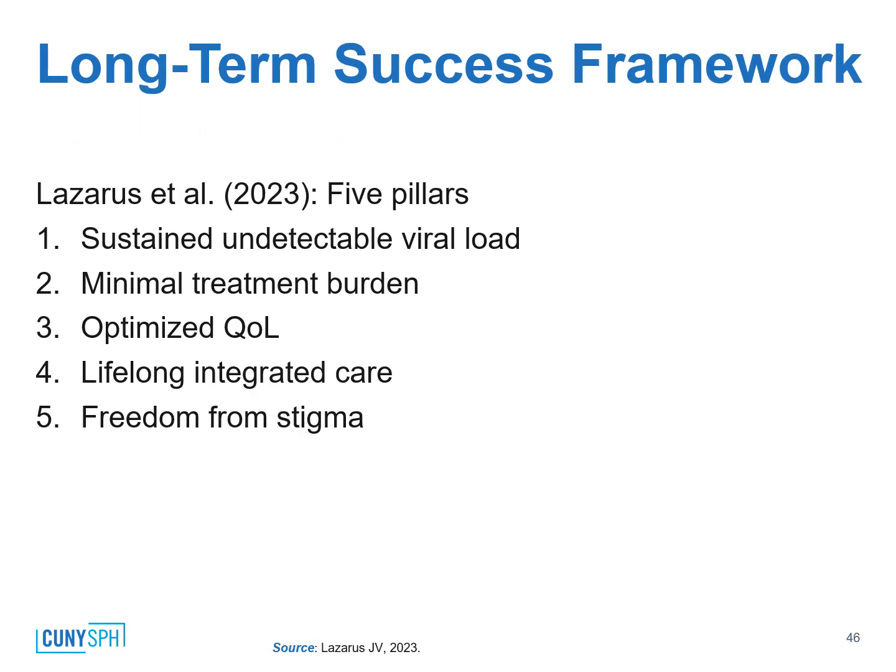The long-term success framework proposed by Lazarus includes 5 pillars: that people with HIV have a sustained undetectable viral load, that they receive a minimal treatment burden by the health system, their quality of life is optimized, and that they receive lifelong integrated care with freedom from stigma.